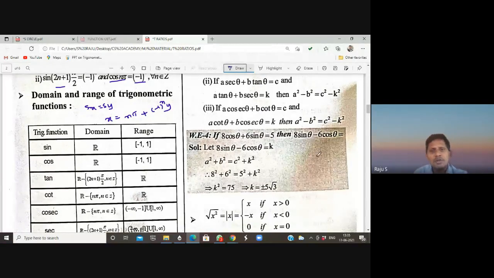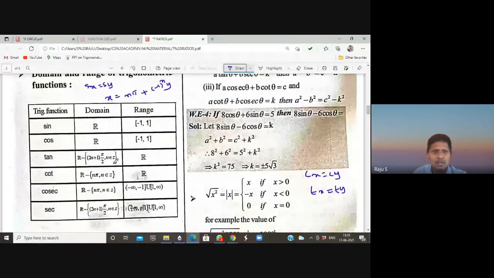Exactly. So remember for the remaining two functions also, that is cos x is equal to cos y and tan x is equal to tan y. Very important, these three. Okay, now domain and range.